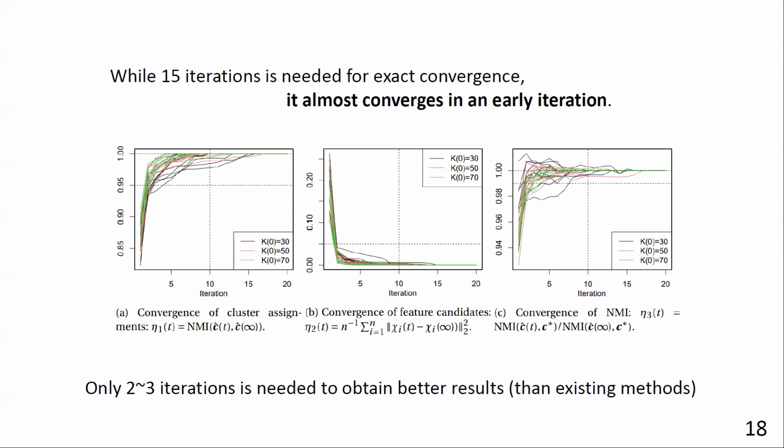This slide shows the convergence of the proposed GOC algorithm. Please look at the left figure, this one. This left figure shows the convergence of the temporal cluster assignment to the final cluster assignment. Actually, roughly 15 iterations are needed for exact convergence. But as you can see, if 2 or 3 iterations are done, then the cluster assignments have almost converged already. So I emphasize here that only 2 or 3 iterations are needed to improve the clustering results.